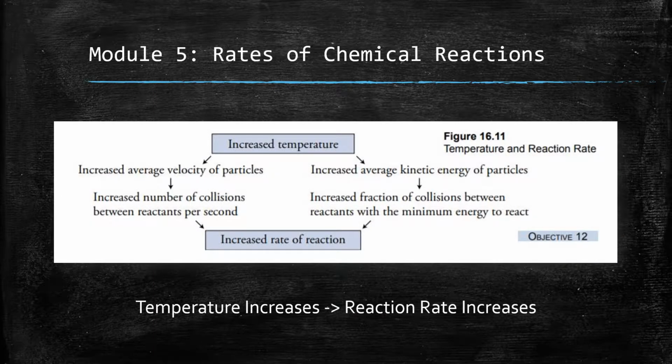The first factor that can affect reaction rate is temperature. As temperature increases, so does the rate of the chemical reaction. Increasing temperature increases the velocity of particles. This increased velocity results in more collisions. As the velocity of particles increases, so does the kinetic energy, resulting in a greater fraction of collisions having enough energy to meet or exceed the activation energy.